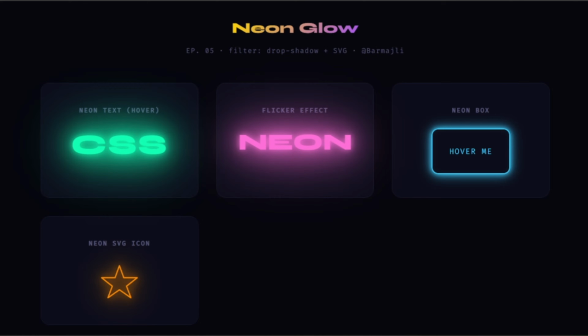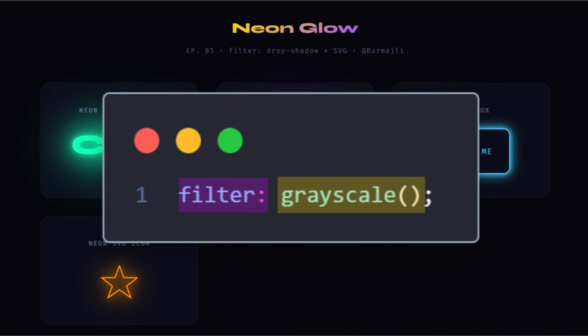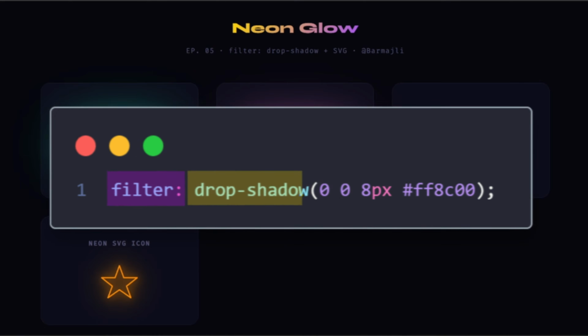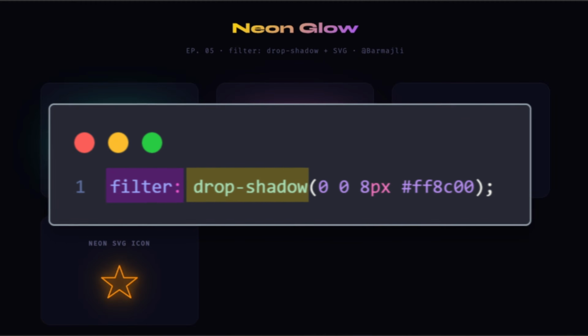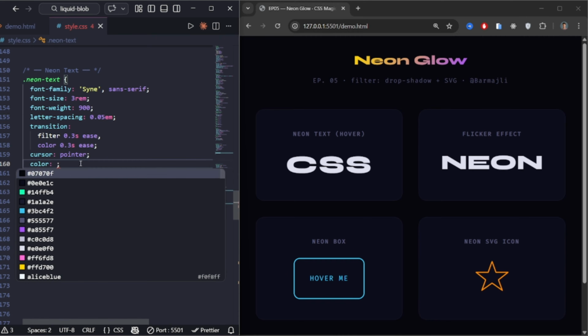The property doing all the work here is filter. You probably know filter from things like blur or grayscale, but today we're using drop shadow. Drop shadow adds a shadow that follows the exact outline of your element. Let's start with glowing text.